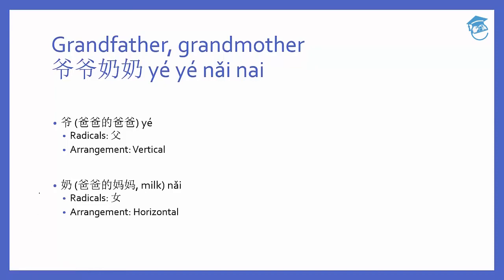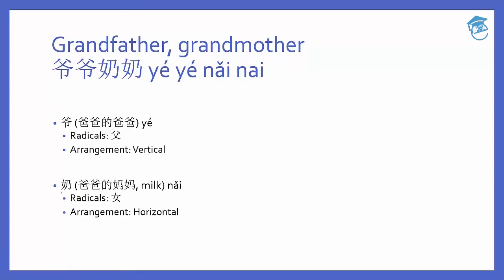So the first word is 爷, and the meaning I'm just putting here, 爸爸的爸爸. Or if you want to say another way, it's 父亲的父亲. It also makes sense. This is the pinyin 爷, and the radical is what's on top there, the same as 爸. The arrangement is vertical because you have top and bottom component. Let's look at how to write 爷. 1 2 3 4 5 6. 6 strokes for this word, 爷.